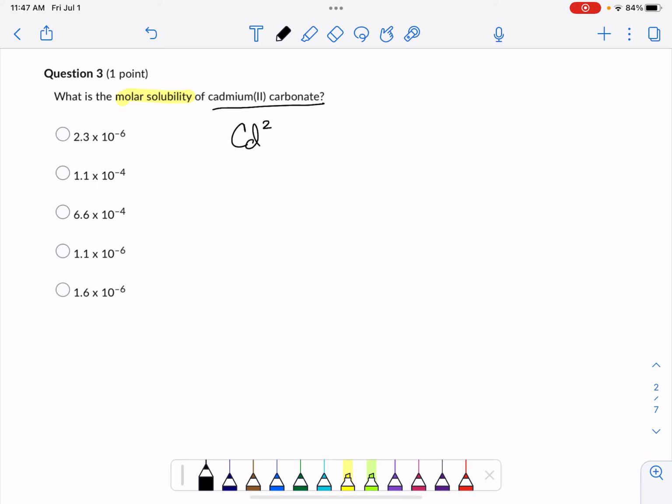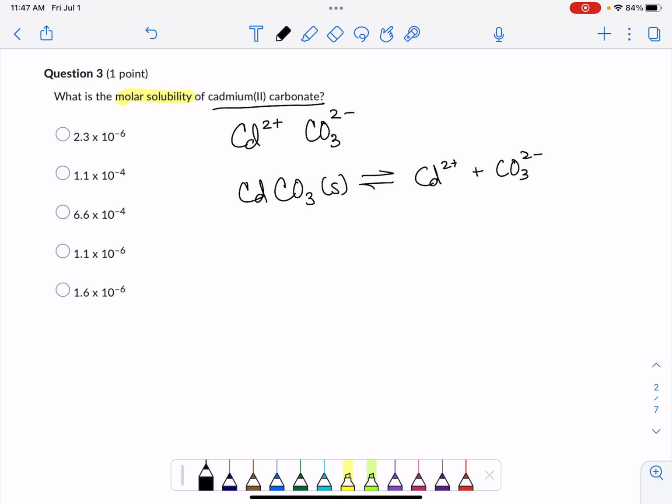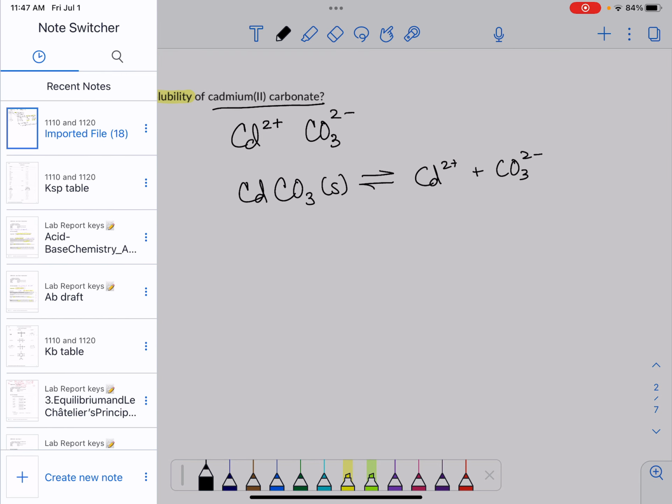Cadmium plus 2 ion is what this is talking about, and the carbonate ion, which means cadmium 2 carbonate has that formula. So I'm looking for the equilibrium constant for this in order to find the molar solubility. Now, the equilibrium constant is found in our KSP table, which is also a very good resource for your nomenclature.